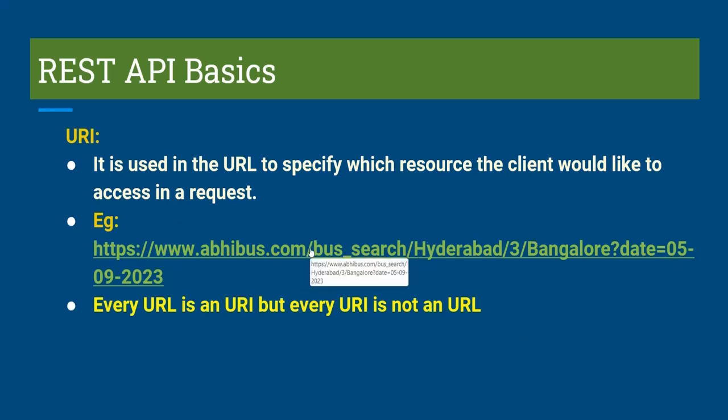But if you just consider this slash bus search and Hyderabad Bangalore date, it is just a path. Okay, there is no base path. There is no website address. So we cannot identify or get any resource by using only the URI. So that URI is not a URL. A URL is a URI. Just try to understand these two things. Then if you have any confusion here, that will be cleared out.